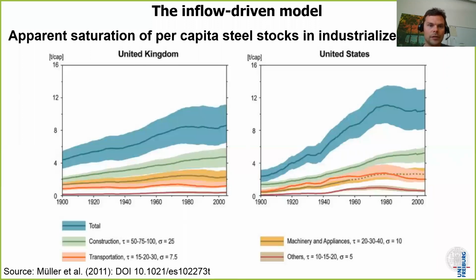The example here is for the steel cycle per capita in the United Kingdom and the United States, and you actually see saturation per capita. You see that on per capita level, the stocks have leveled out, indicating that there is a certain sufficiency level for steel stocks that is needed for an industrial country that can serve as benchmark for guiding the development in countries that haven't built up the steel stocks yet.